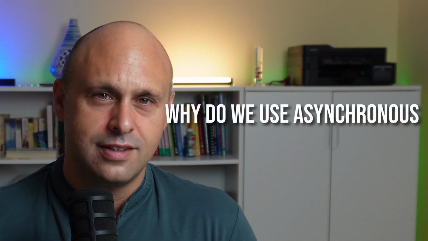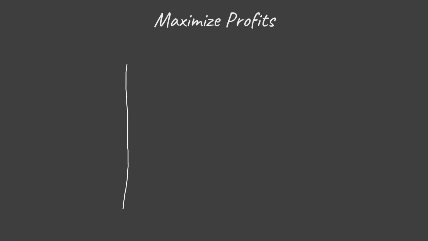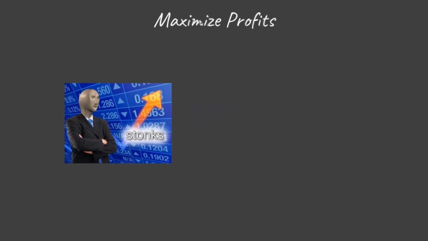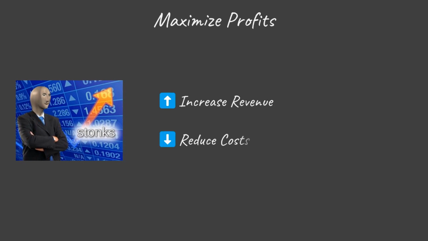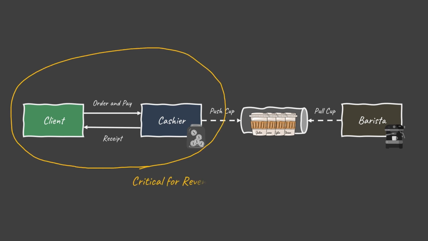Now the question is, why do we use asynchronous and concurrent processing to optimize operations? The ultimate goal of any business is to maximize profits. To do that, we need to increase revenue and minimize costs. The first interaction between client and cashier is critical to drive revenue. We want to be able to accept clients' orders as quickly as possible. We want to maximize throughput.